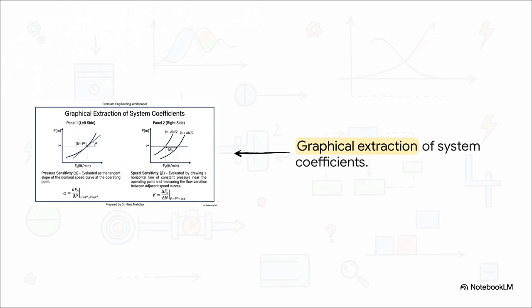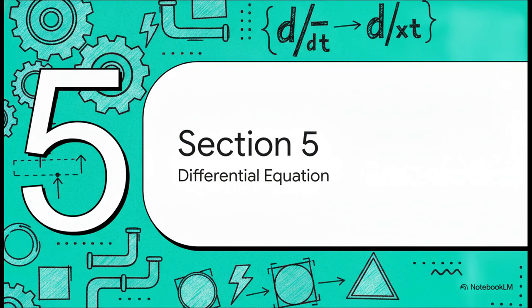Then, in the second panel on the right, speed sensitivity, or beta, is found by drawing a horizontal line of constant pressure and measuring the gap, the flow variation, between two adjacent speed curves. It's real-world testing geometry perfectly yielding our required mathematical coefficients. All right, let's put it all together.